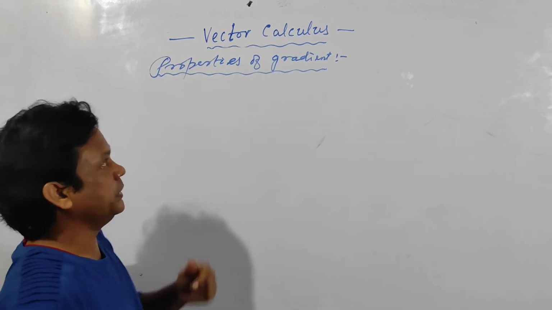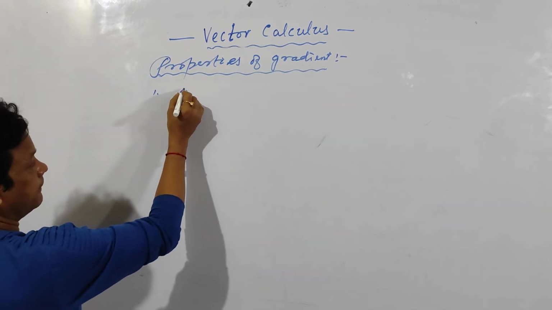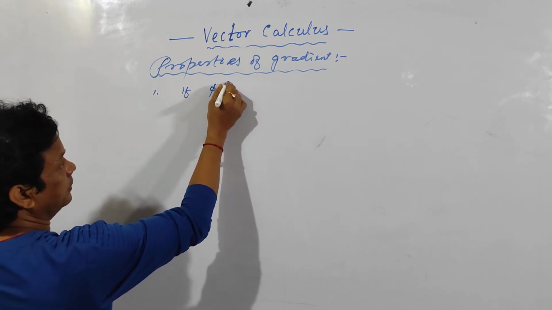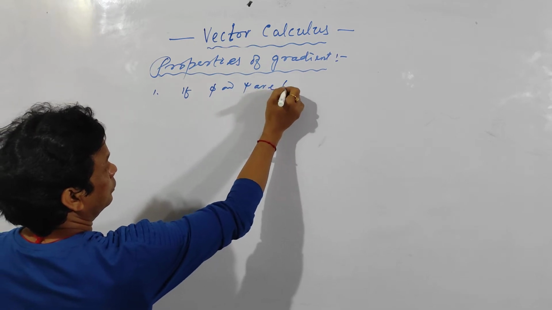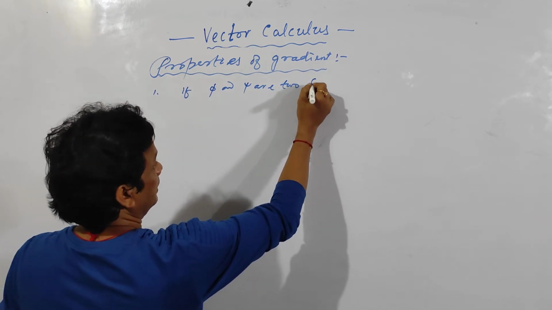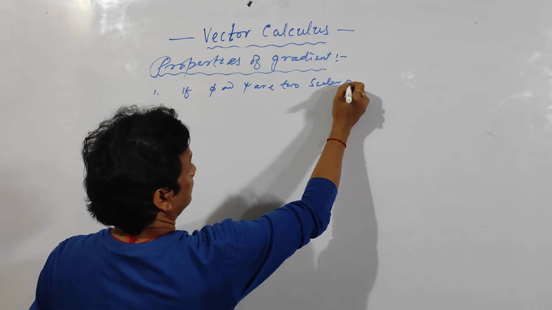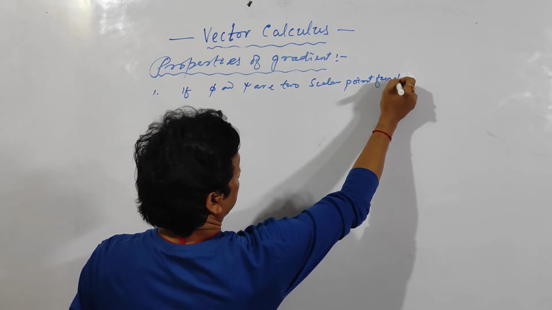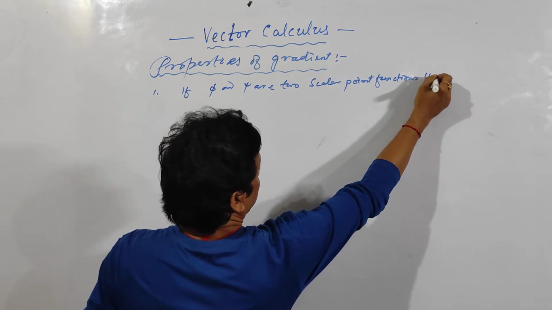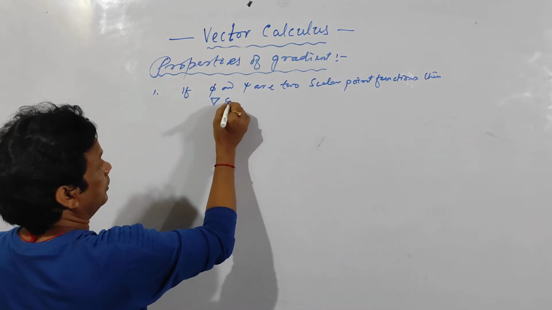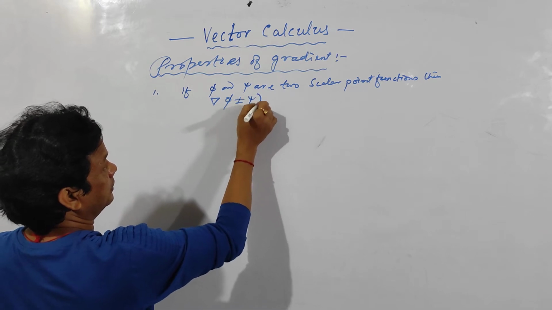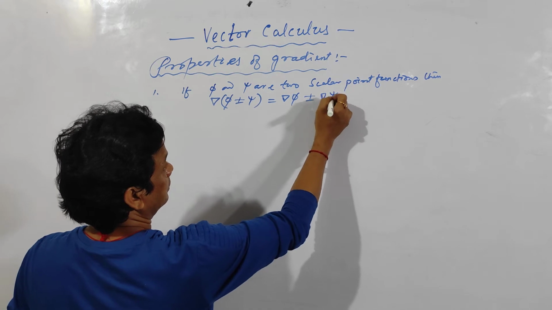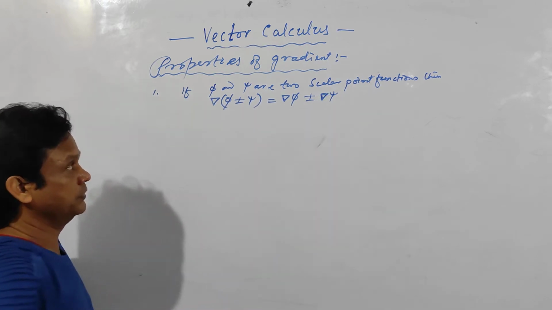See here, now the properties of the gradient. The first property: if phi and psi are two scalar point functions, then grad of (phi ± psi) = grad phi ± grad psi. So you have to prove this one.